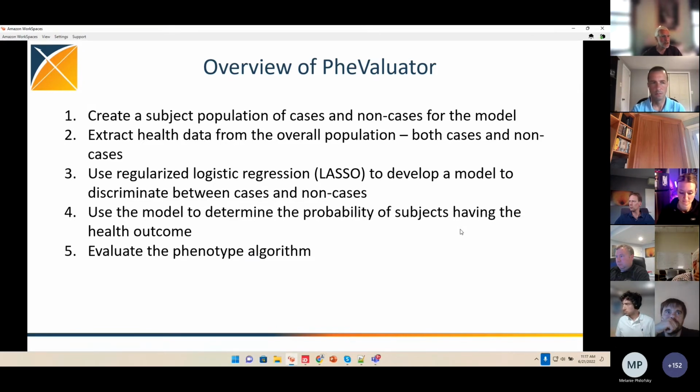And one of the advantages this gives you over traditional validation is that, in traditional validation, you can basically get positive predictive value very accurately, but you can't get the other parameters very well. And sensitivity is especially important. What this does is allow you to get both the cases and the people that you caught within the algorithm and the people that you missed within the algorithm.